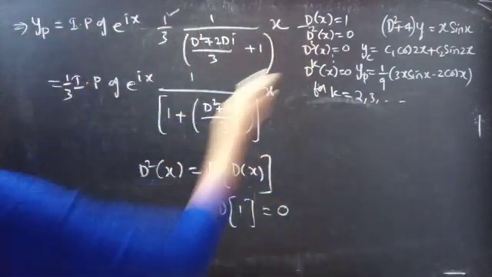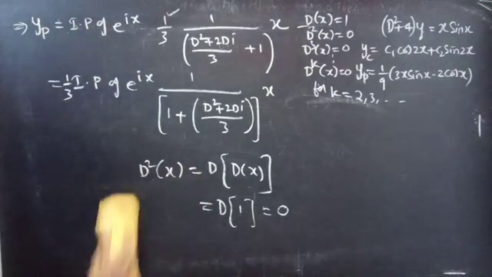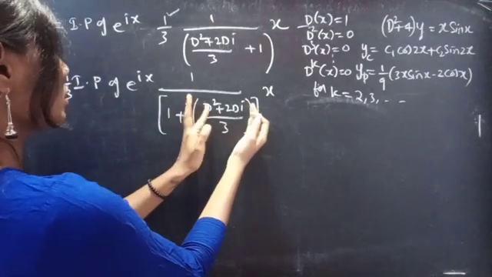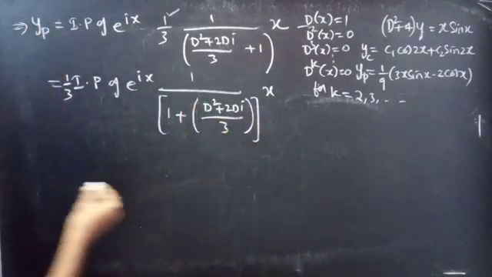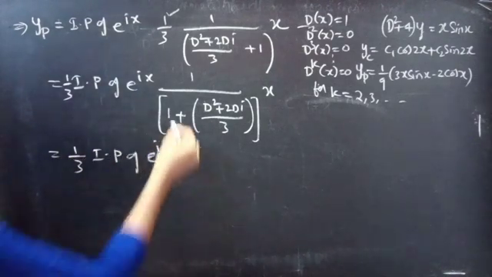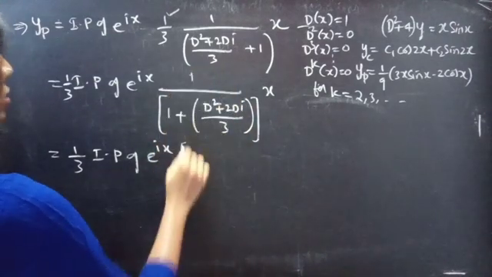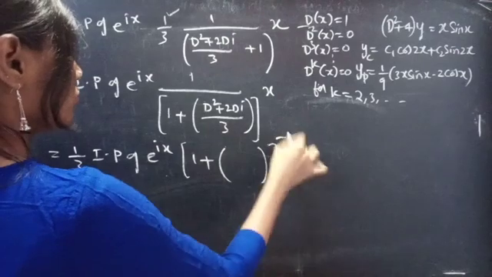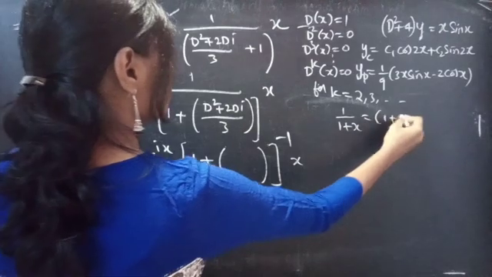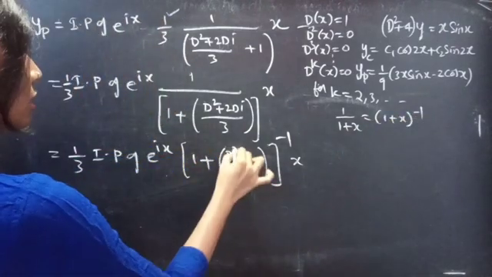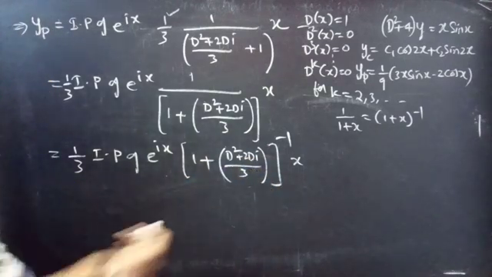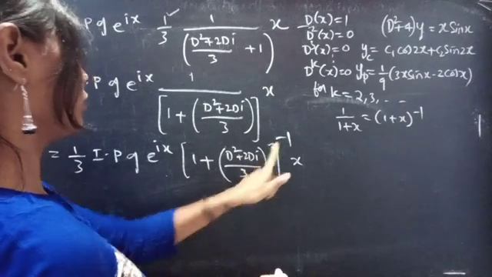Now keeping this in mind, we'll expand 1 plus x whole inverse. Here 1 plus x means 1 plus d square plus 2di by 3, which equals 1 by 3 into the imaginary part of e power ix into 1 plus x whole inverse into x. This is of the form 1 by 1 plus x, we can write it as 1 plus x whole inverse, where x is d square plus 2di by 3. Now let's expand 1 plus d square plus 2di by 3 whole inverse.